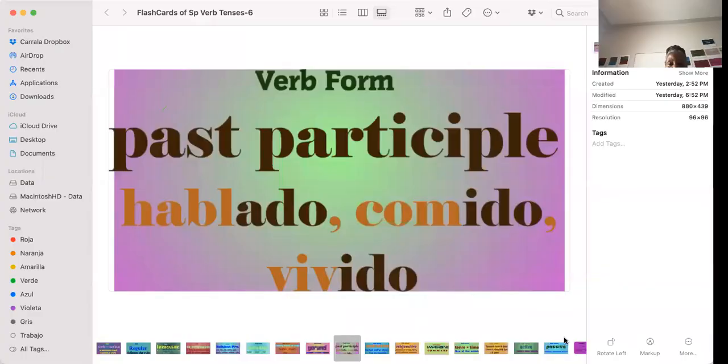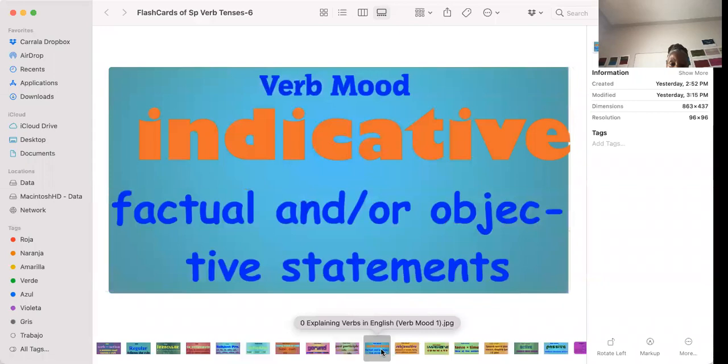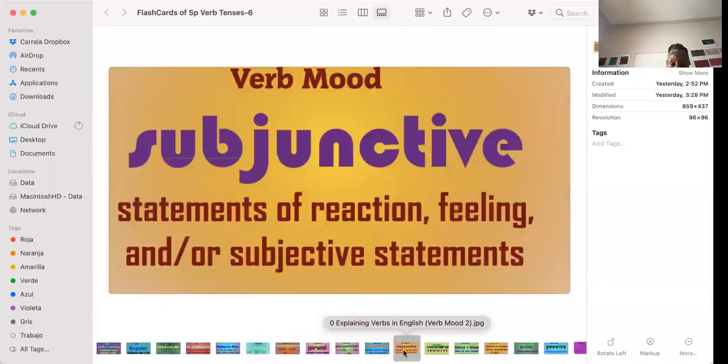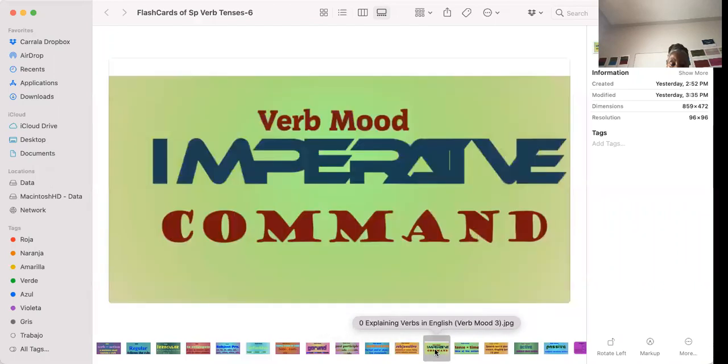So the last thing we finished with was the verb form. Now we're going into mood. Indicative mood, subjunctive mood, imperative mood. So let's go back again.